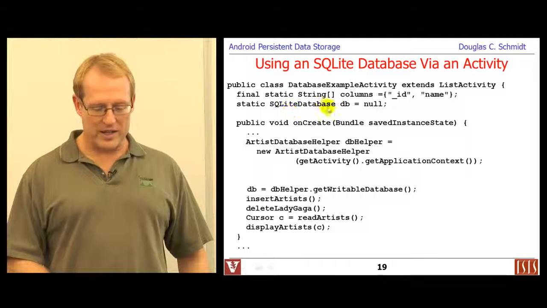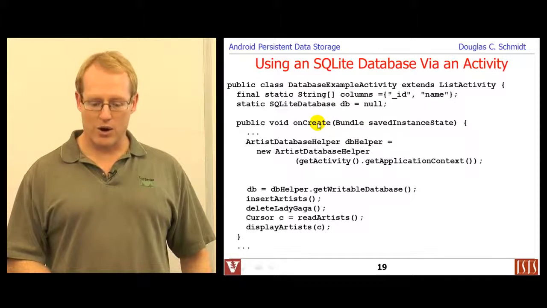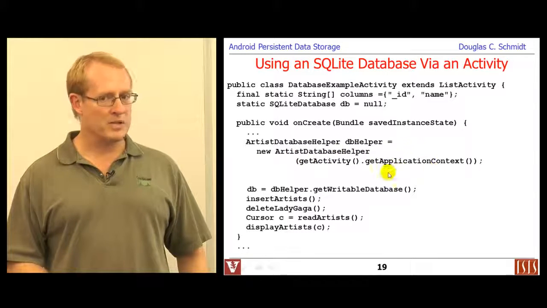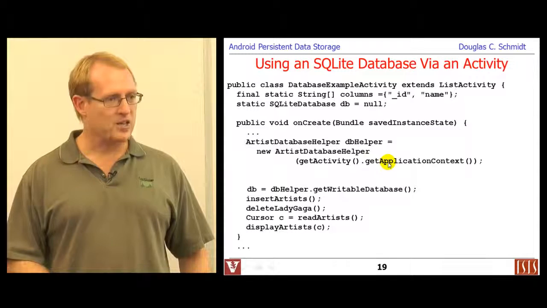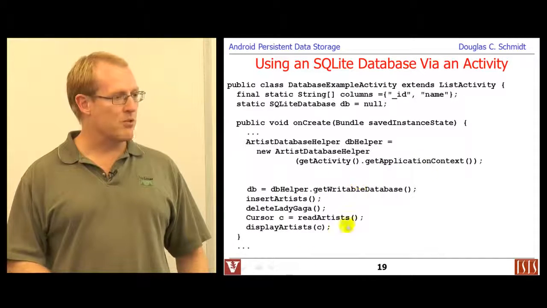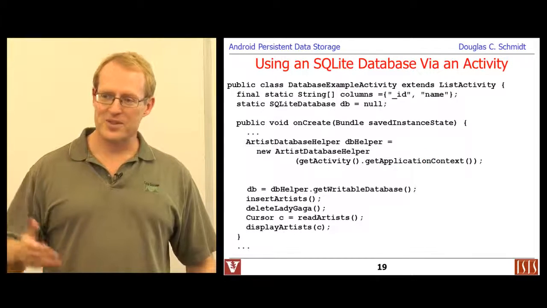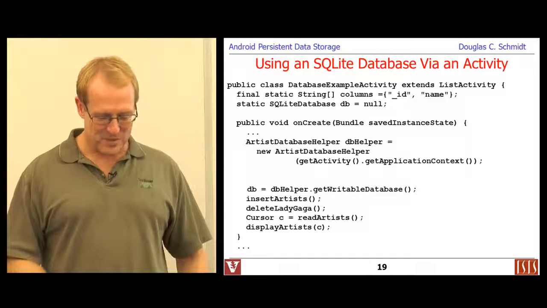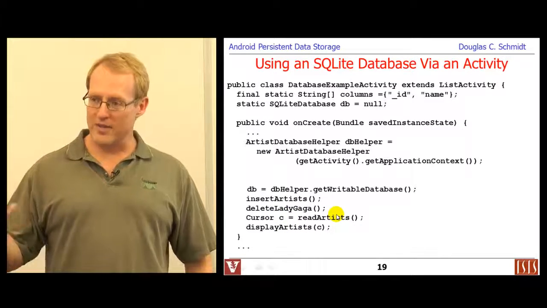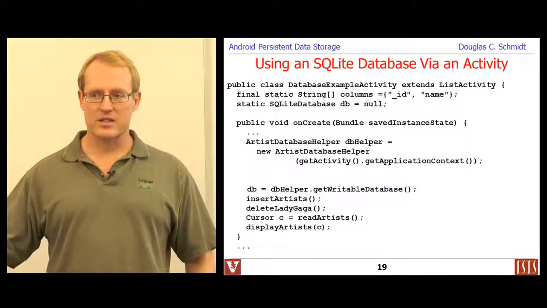And then we have our SQLite database down here. And here's the onCreate method that we defined for our activity. As you can see, we go ahead and create our new artist database helper, passing in the context from the application's activity. We go ahead and get a writable database, and then we do some operations. We insert some artists. We delete Lady Gaga, just picking on her again. And then we go ahead and get a cursor back from all the artists that we have in our database, and we display all the artists that we have there.